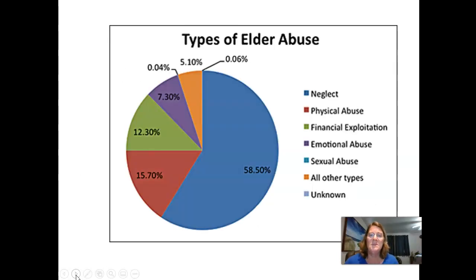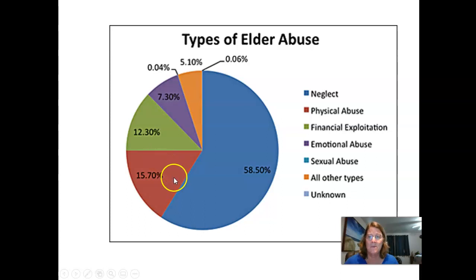So of the types of abuse, neglect is the most common. When they've done studies on the types of abuse that are reported, and remember what I said, for every 1 case that is reported, they think there are 5 to even potentially 10 cases that are not reported. So neglect, they feel, is the biggest type of elder abuse. Over 58% of all types of abuse that are reported are neglect. That is not providing them their basic needs: food, shelter, water, clothing, keeping them clean. The next, over 15%, is physical abuse, actually hitting, punching, kicking.